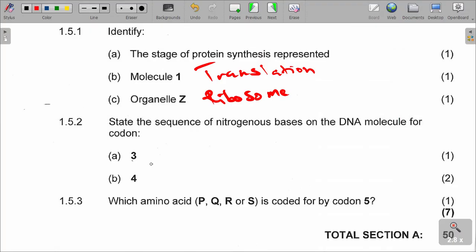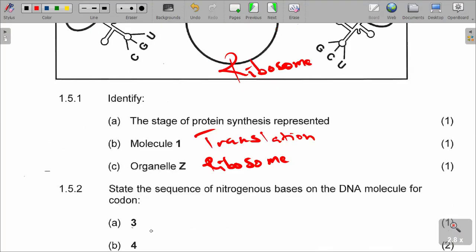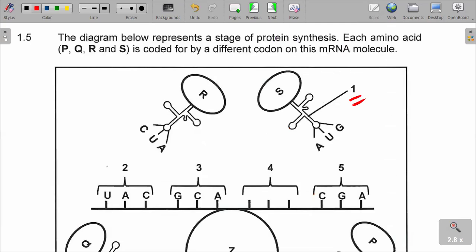For codon 3 and 4, if you can see codon 3, we are given here that we have got GCA. We are given that codon 3 on the mRNA has got the sequence GCA, which we say, using the complementary base pairing rules for DNA synthesis, A pairs with T, and C pairs with G.